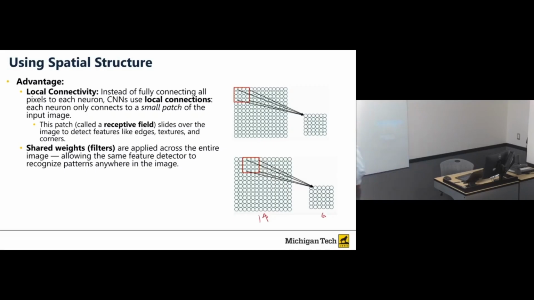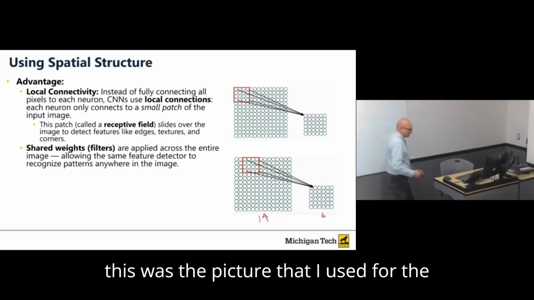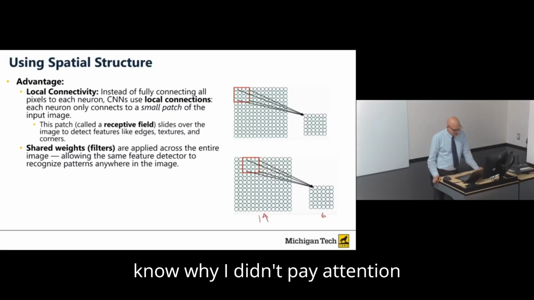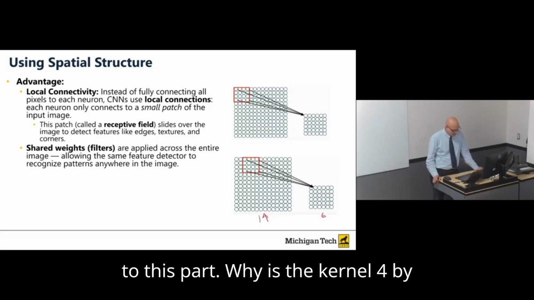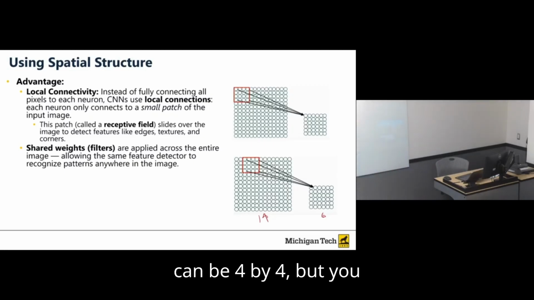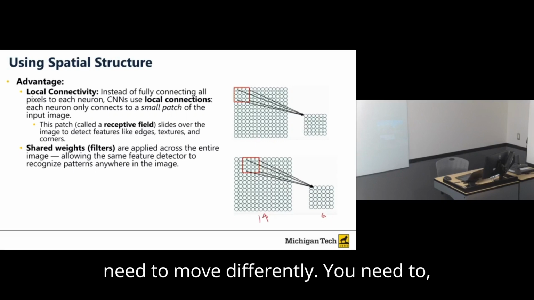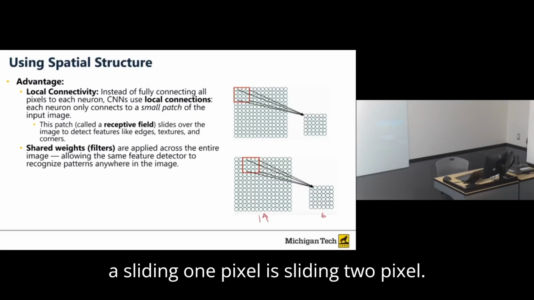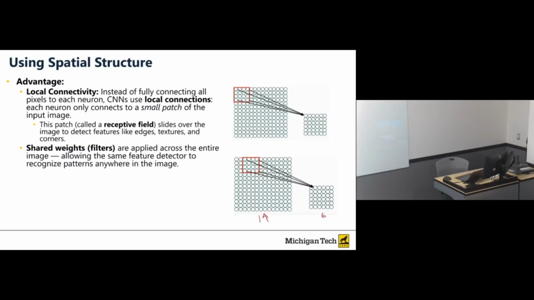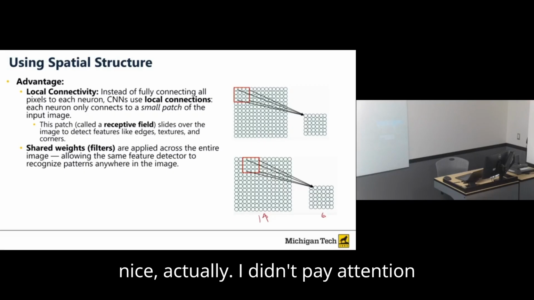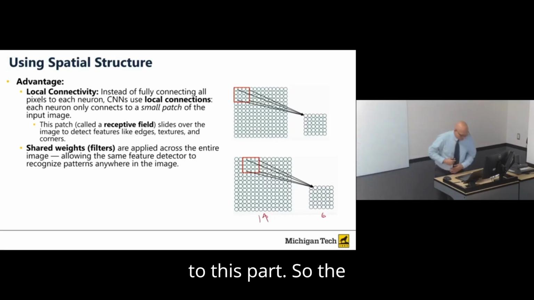This was the picture that I used for another university, and I didn't pay attention to this part. But it is showing something. The kernel can be 4 by 4, but you need to move differently. As you can see, instead of sliding 1 pixel, it slides 2 pixels. That's why 14 becomes half, like 6. And that's nice, actually.